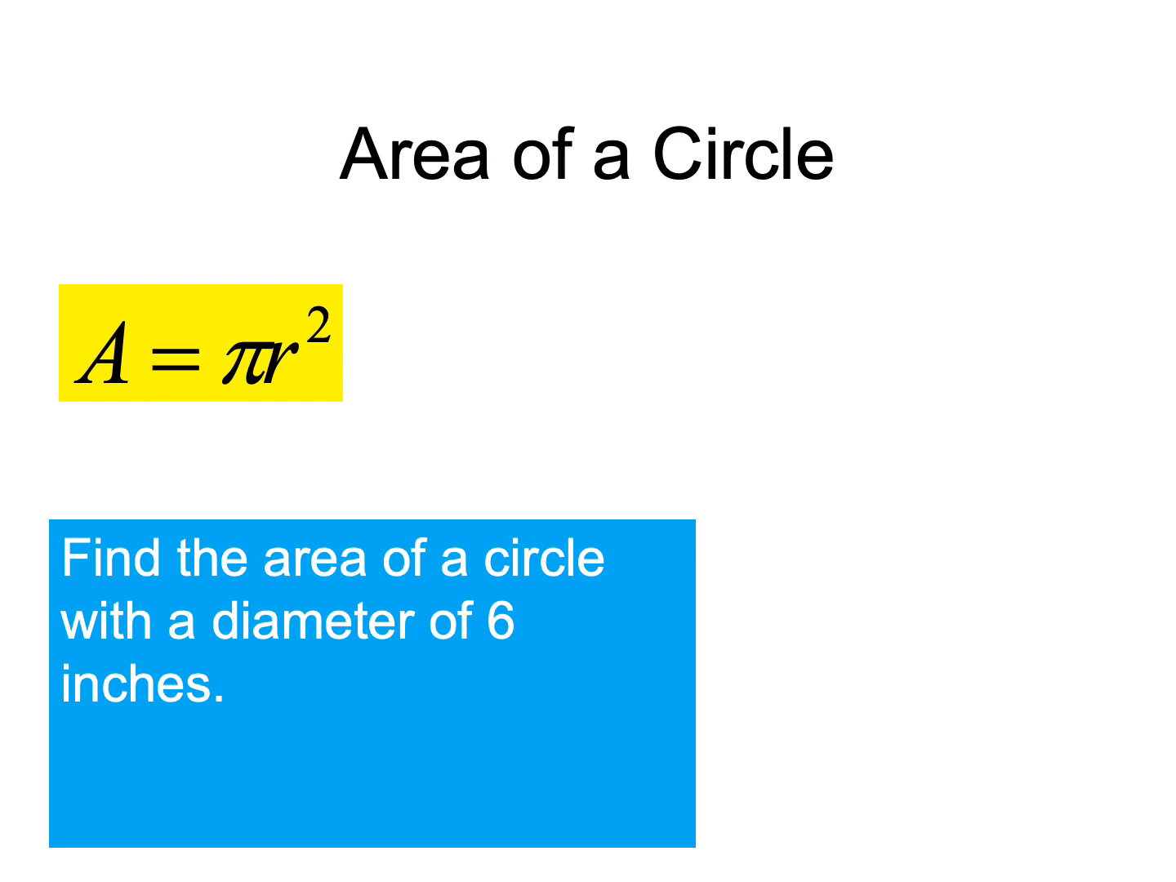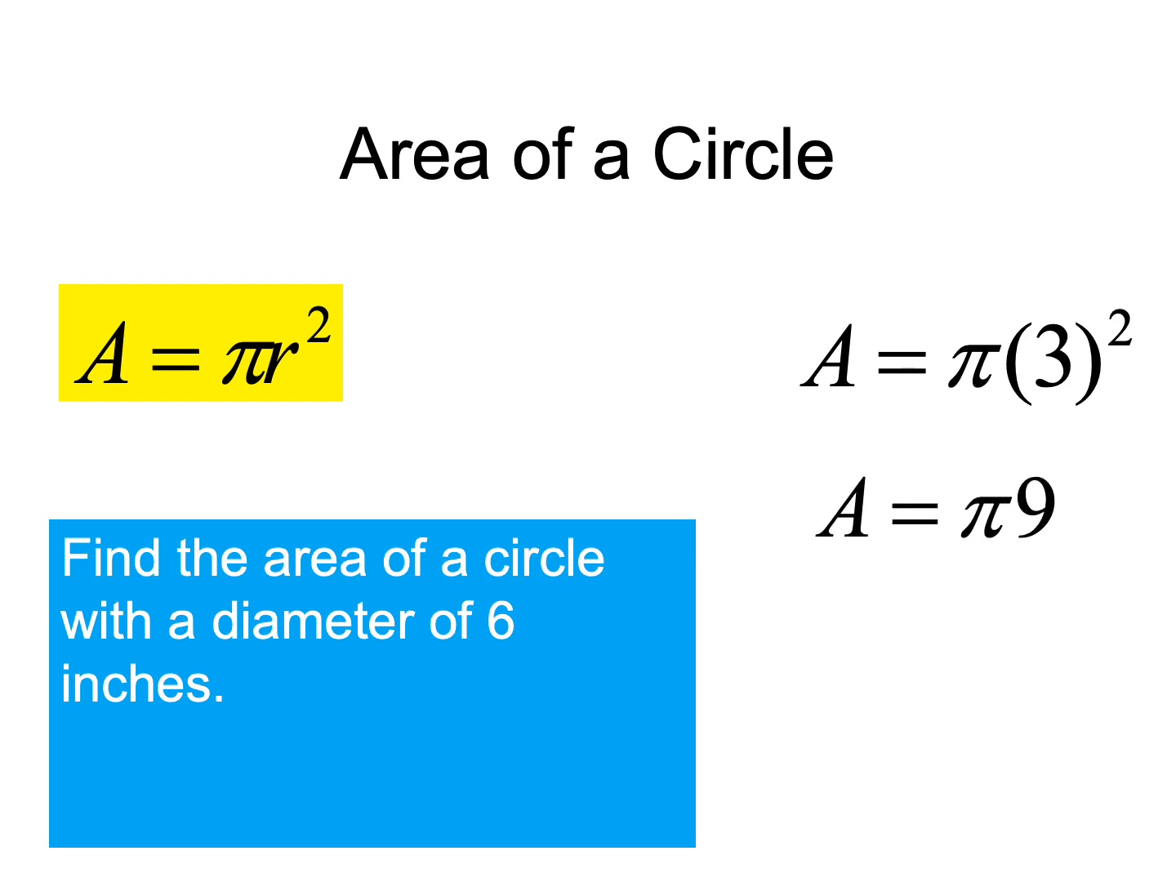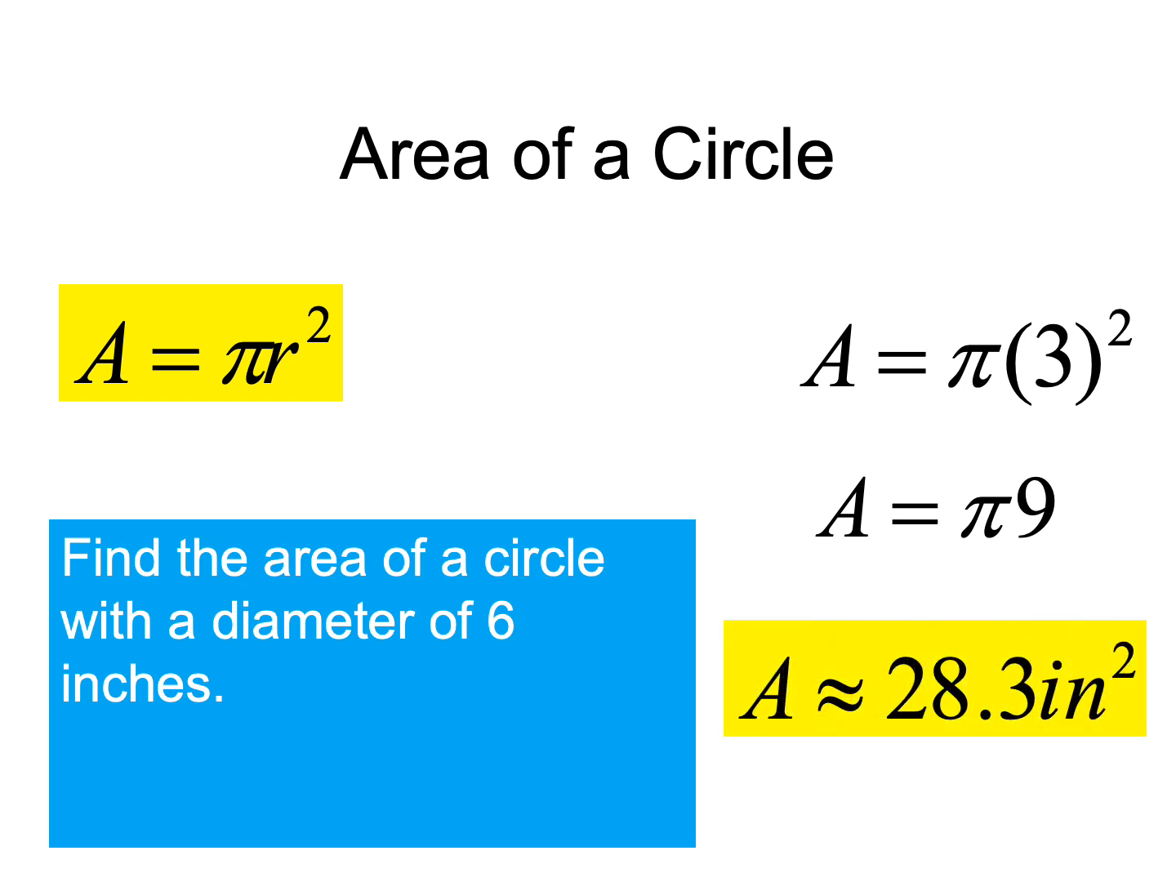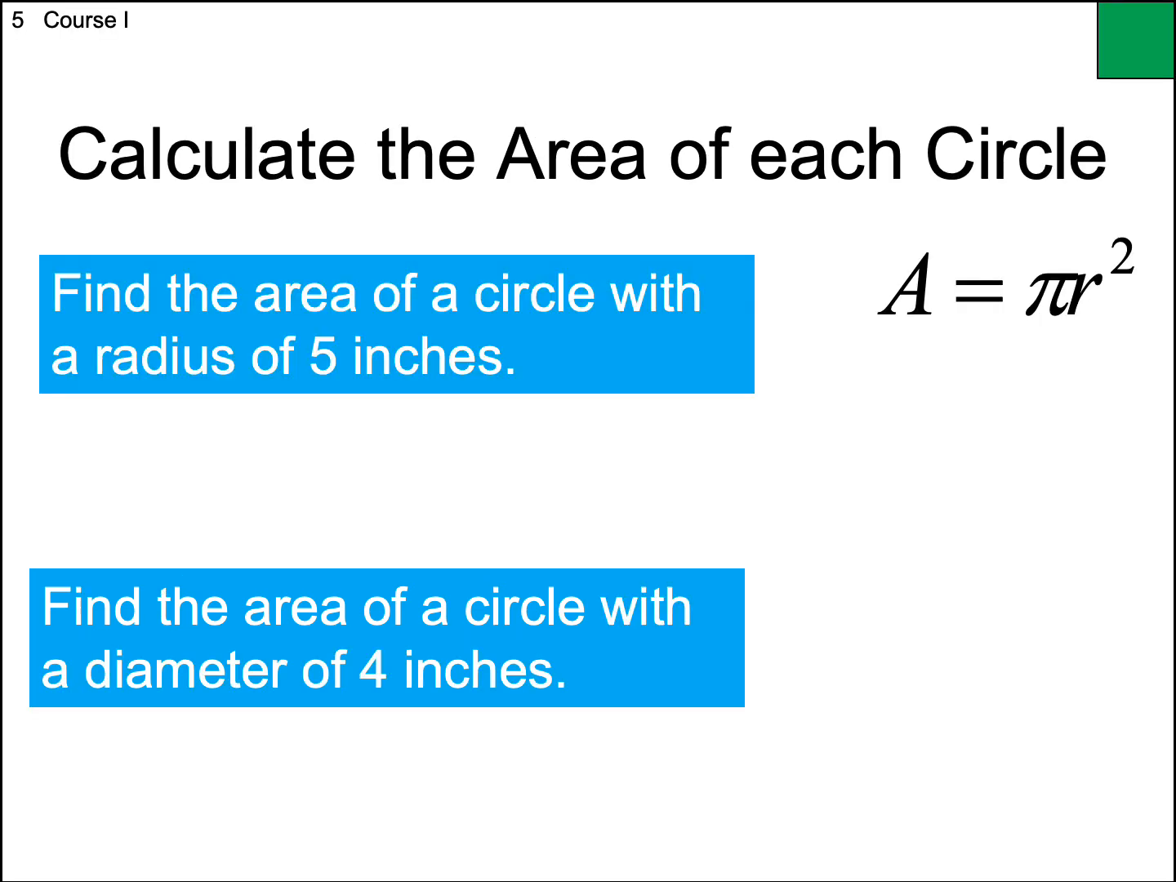Therefore, in order to plug that into the formula, I need the radius. Half of a diameter is a radius. So the radius is 3 is what I need to plug in. That's not 3 times 2. That's 3 written twice, or 3 times 3. 3 times 3 is 9. 9 times 3.14 is that number right there. Okay? Got it? All right.